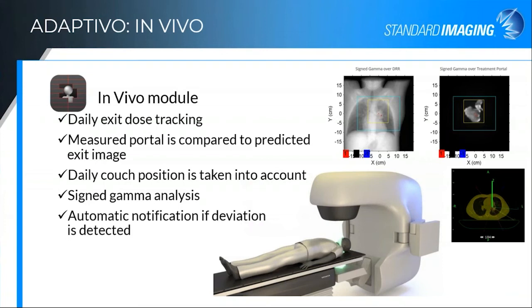The in vivo module is our during treatment exit image monitoring. We're tracking the dose at the imager.